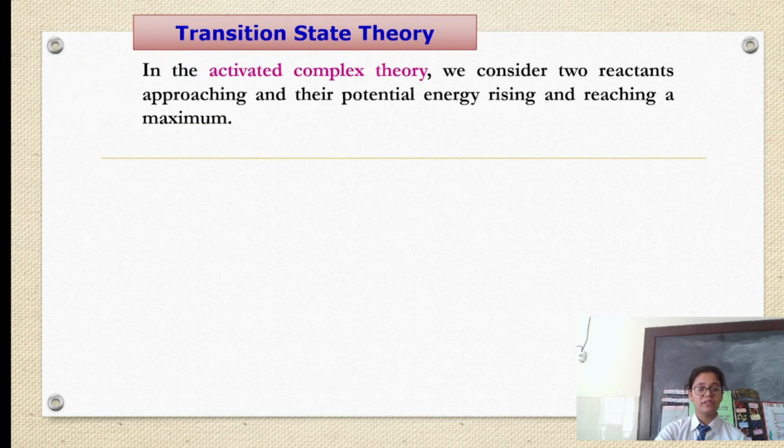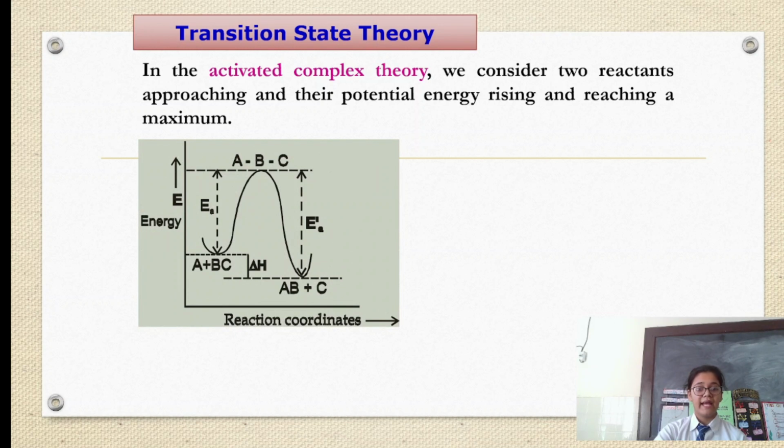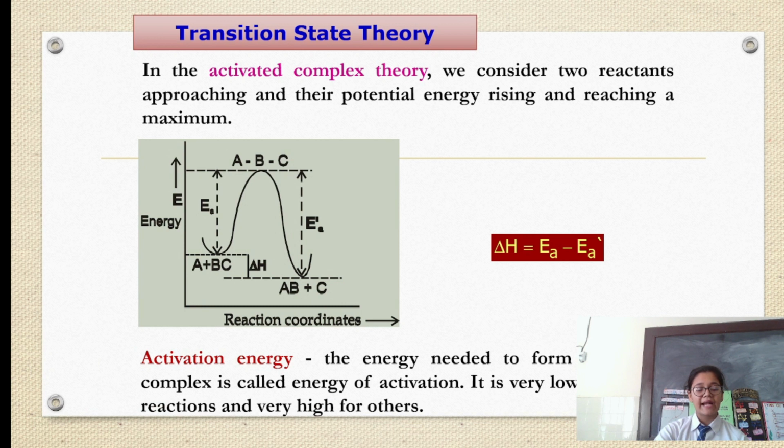Transition state theory. In the activated complex theory, we consider two reactants approaching and the potential energy rising and reaching a maximum, as given in the graph below. Activation energy. The energy needed to form the activated complex is called energy of activation. It is very low for some reactions and very high for others.